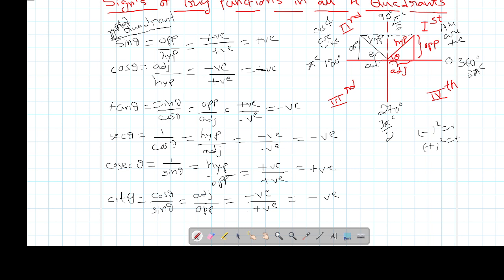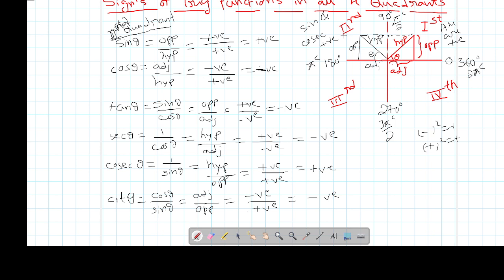No, one second. I don't have to make these mistakes, sorry. See, only sine and cosec are positive here. Sine and cosec are positive and the remaining four trigonometric functions are negative.